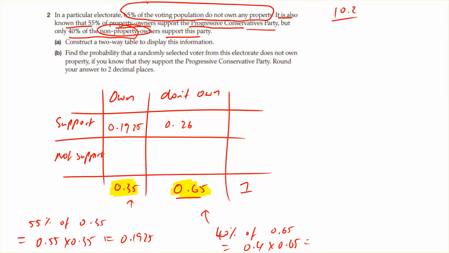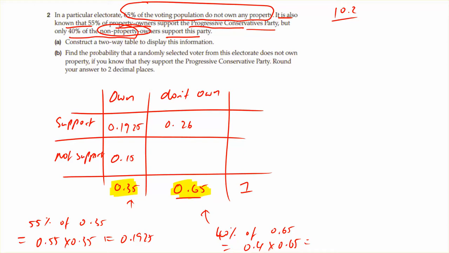Now I can fill in the rest of the table because I know that this value plus that value gives you 0.35. So I can subtract 0.1925 from 0.35 to get this value, 0.1575. 0.65 subtract 0.26 gives you 0.39. Now to get the remaining boxes, you just add the rows together. 0.1925 plus 0.26 is 0.4525, and 0.1575 plus 0.39 gives you 0.5475. Now, that's just to construct the table.